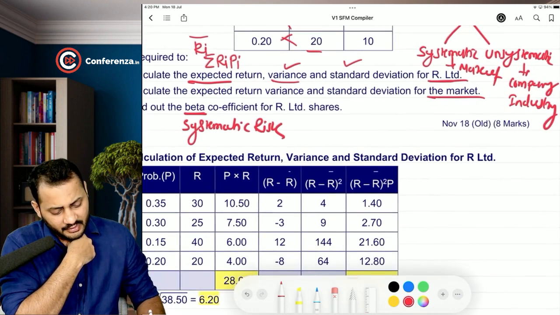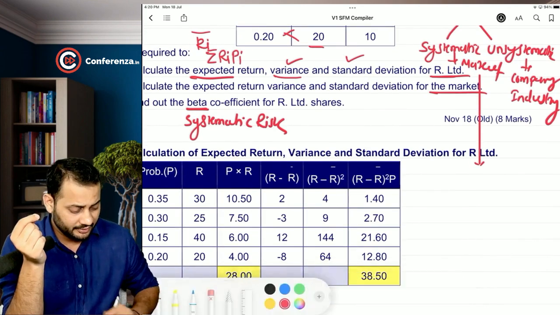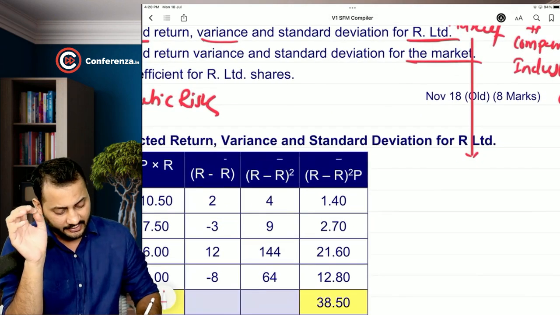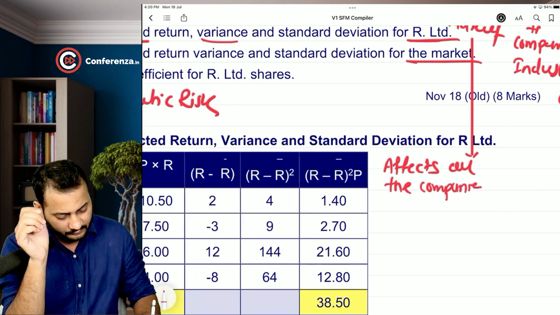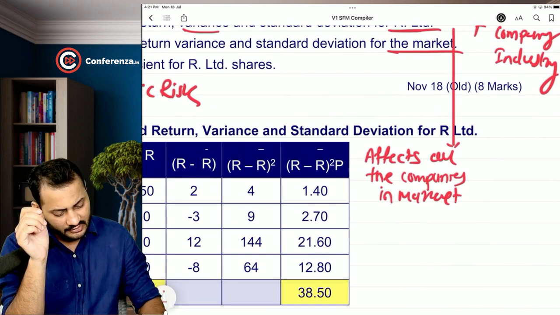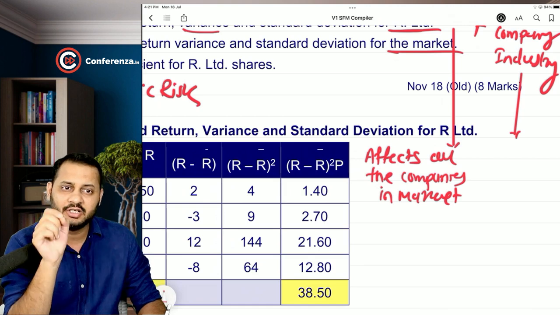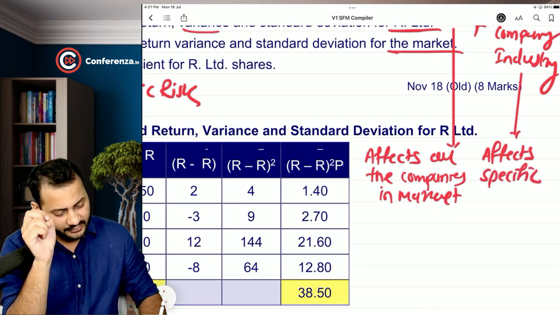What do you mean by market specific risk? Market specific risk means risk that is applicable to, or will hamper or affect, all the companies in the market. And what is unsystematic risk? It affects the specific stock, that particular industry or that particular company only, not every company. It affects a specific company.